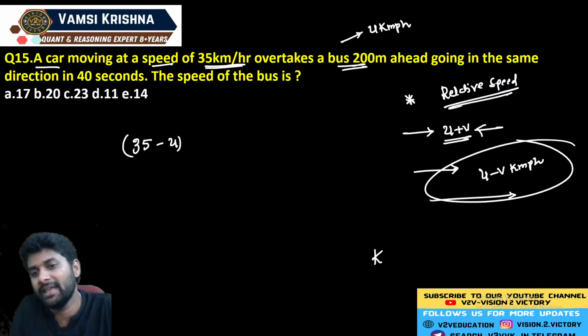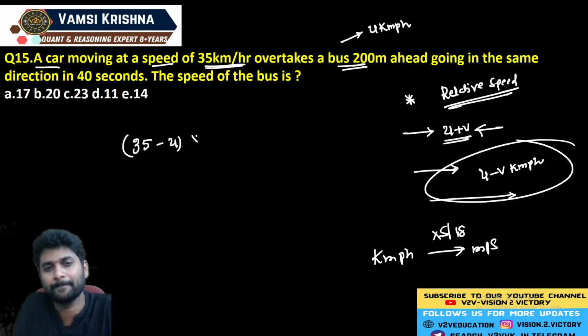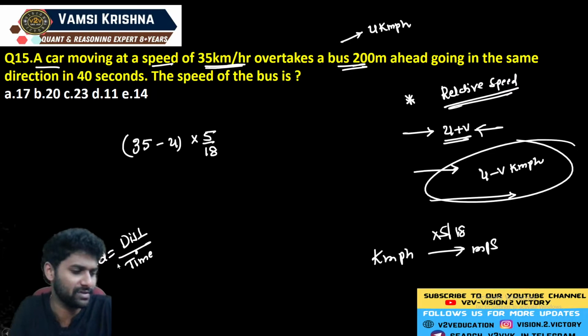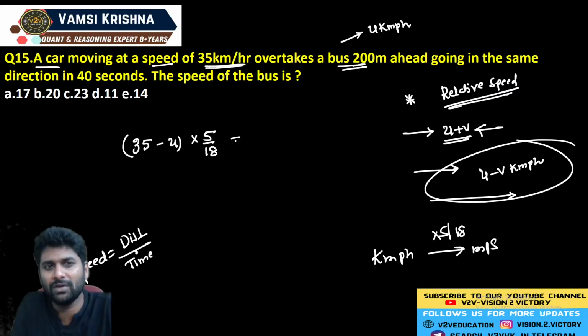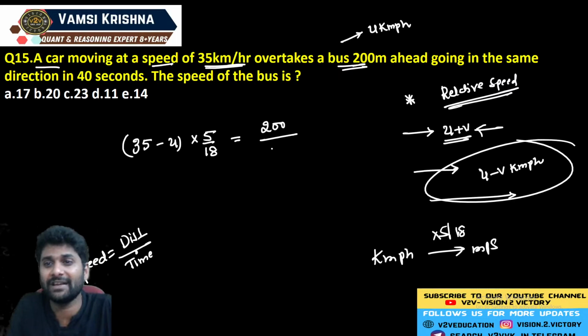To convert any kilometer per hour to meter per second, remember guys, the value should be multiplied by 5 by 18. And you already know that speed is equal to distance by time. You need these concepts, guys, to solve this question. We need all these basic informations. So you know the speed value and check how much distance they covered. Why? Because it's ahead by 200 meters.